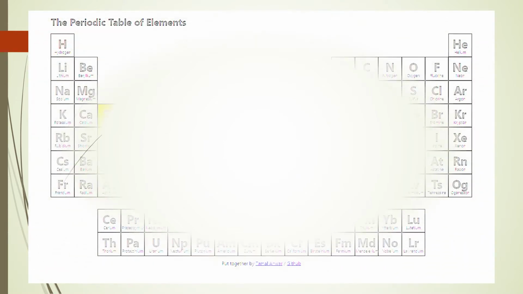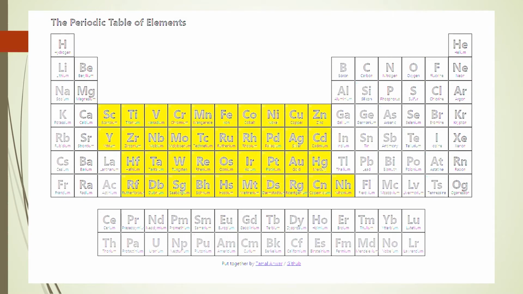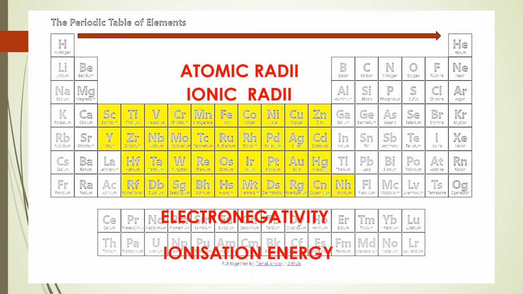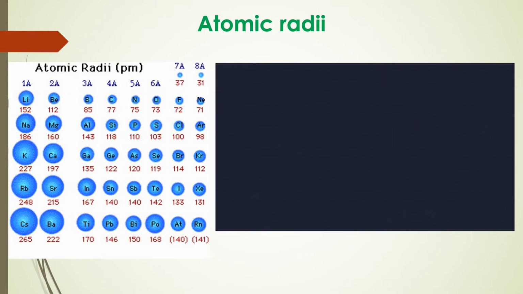So we will be looking at the general trend in the periodic table in terms of atomic radii, ionic radii, electronegativity, and ionization energy, both across the period as well as going down the group. So let's try to understand the atomic radii in the periodic table. When we are looking at the atomic radii, notice how the size of the atom is getting smaller. Across the period, the atoms are getting smaller.